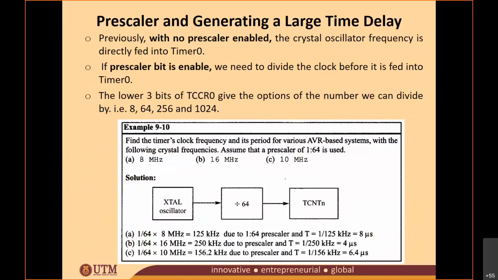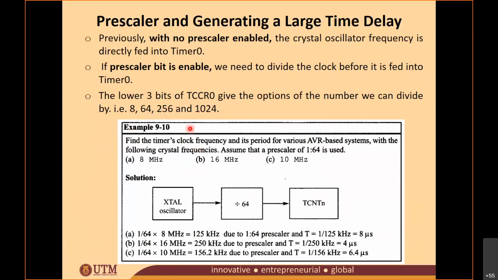Okay, so previously with no prescaler enabled, the crystal oscillator frequency is directly fed into timer 0. So you directly use whatever value from your crystal frequency in your equation. But now, if the prescaler bit is enabled, you're going to divide the clock before it is fed to your timer 0. The lower 3 bits in your TCCR0 will give the option of the number we can divide by. Either it is 8, 64, 256 or 1024.